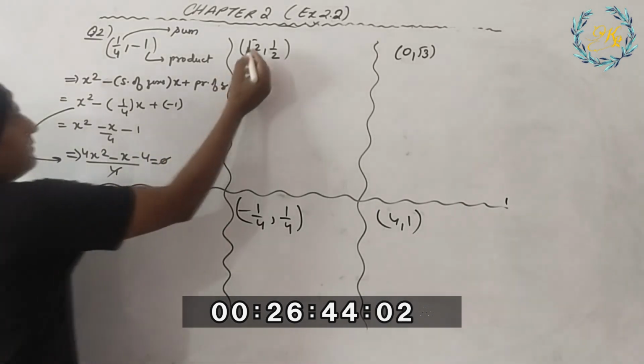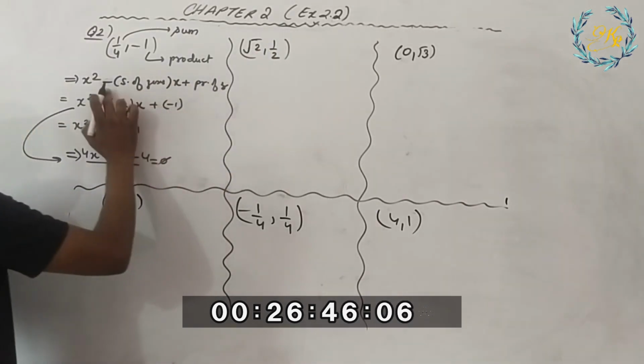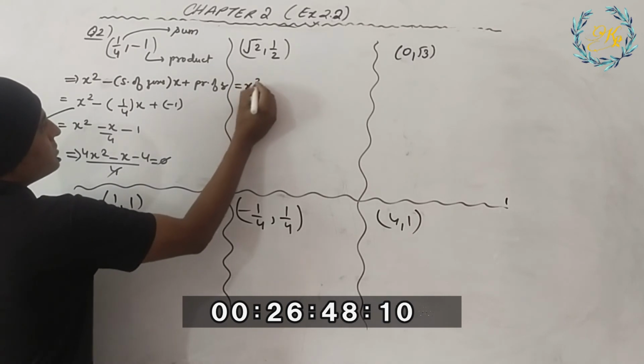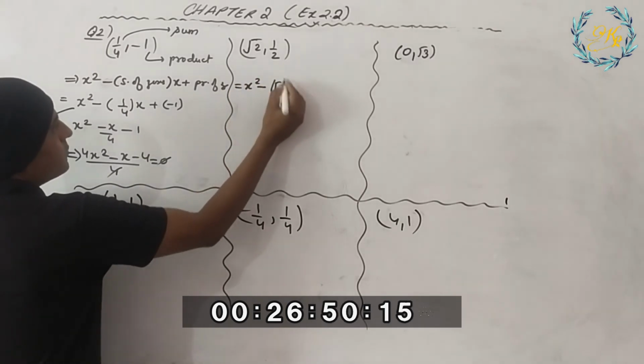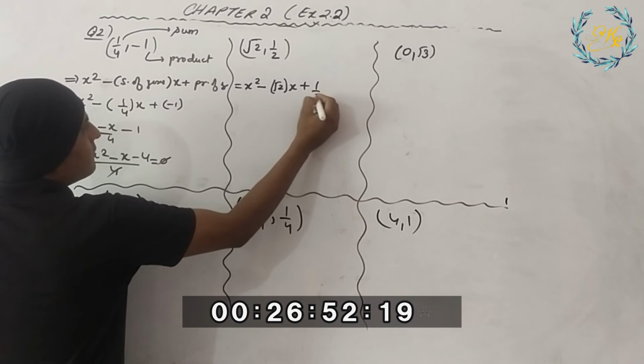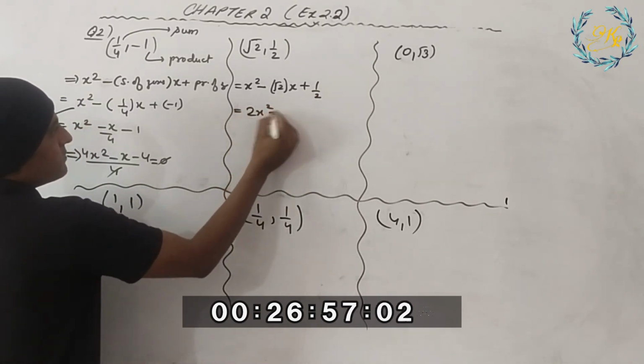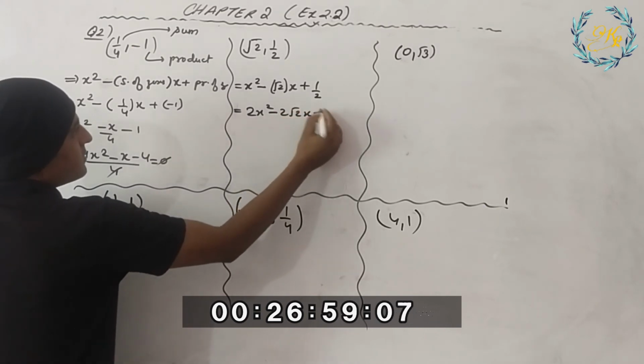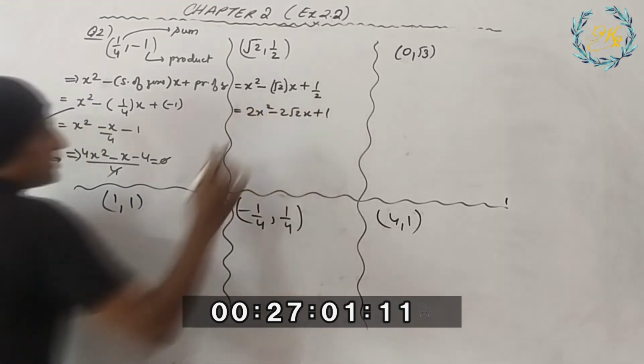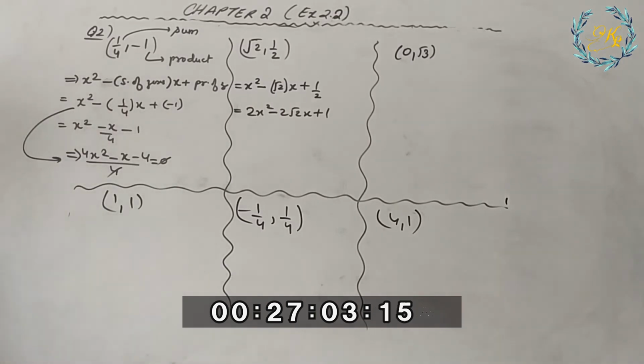Let's try the second one. Using the same formula, we have x square minus root 2, the sum of zeros, into x plus 1 upon 2. Taking LCM as 2, you get the answer as 2x square minus 2 root 2x plus 1. This is the quadratic equation.